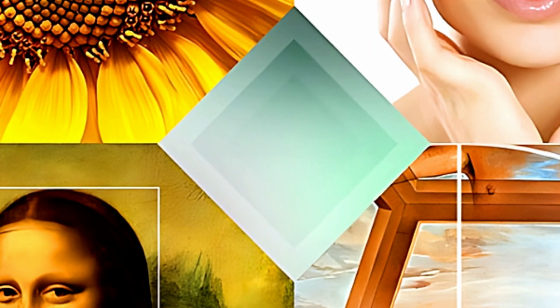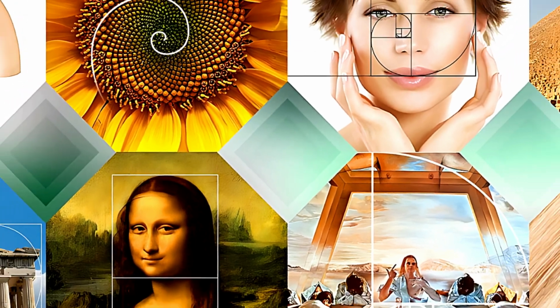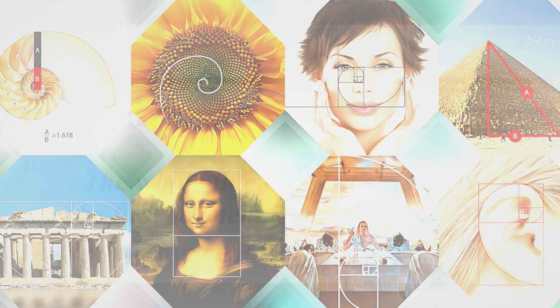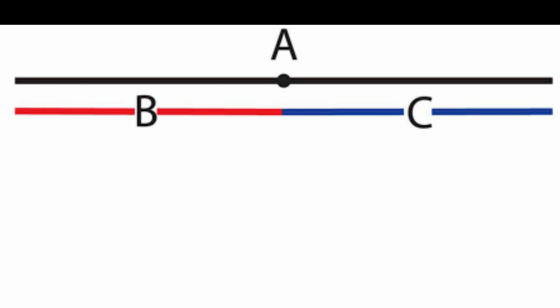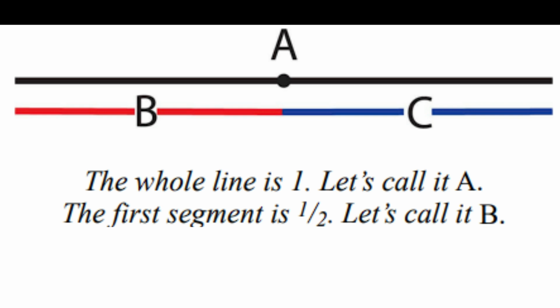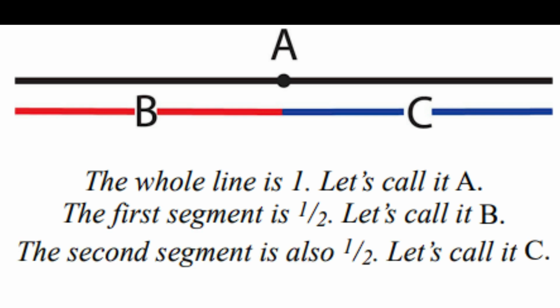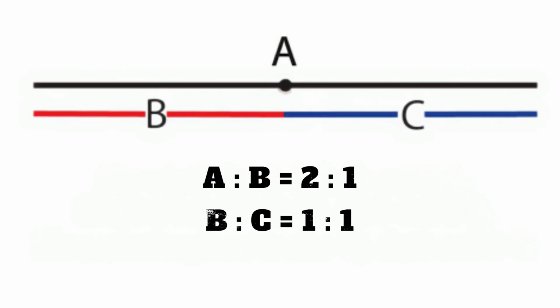The magic and wonder of the golden ratio lie in its unique property. Let's consider a line that we can divide at any point. If the entire line length is 1, let's name it A, and we split it into 2 equal parts, we get 2 identical segments. We'll name the first segment B and the second segment C. Each of these segments is 1/2. In this scenario, the ratio of A to B is 2 to 1, and the ratio of B to C is 1 to 1.